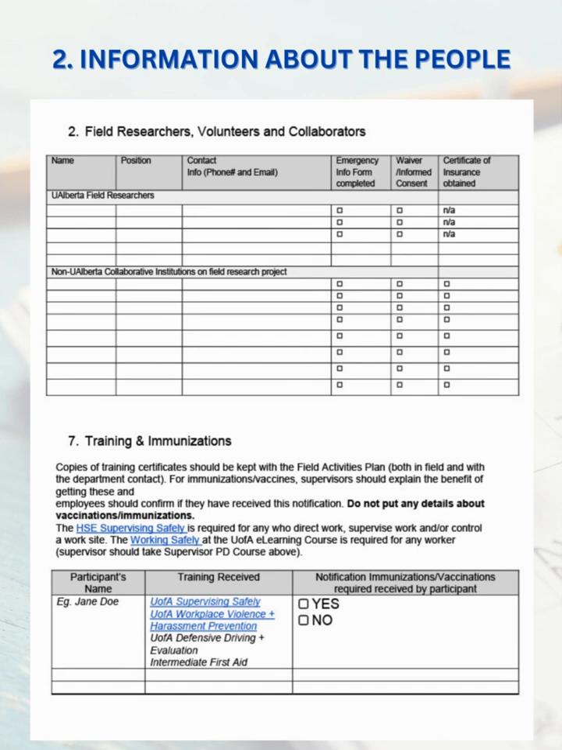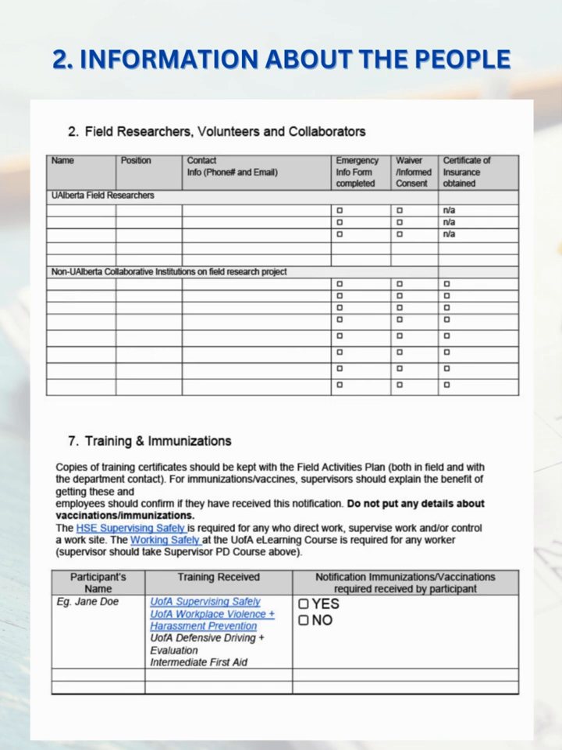Sections 2, 7, 10, and 12 provide information about the participants involved in the field activity. Section 2. Field researchers, volunteers, and collaborators. Information on all personnel who will be participating in the field research project. The emergency contact information forms for personnel must be filled out and signed and taken to the field to be used in the case that emergency medical services are called. A copy of these forms should be held with the department or lab back at the university. Email addresses and phone numbers of the participants must be listed in Section 2.